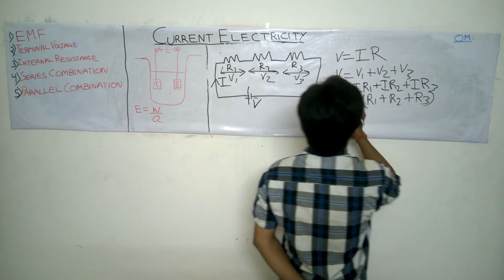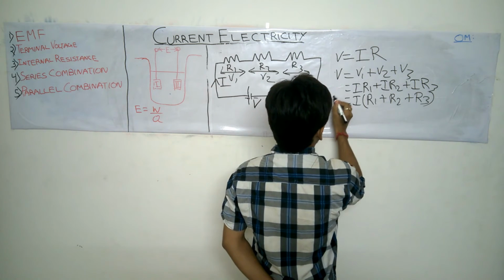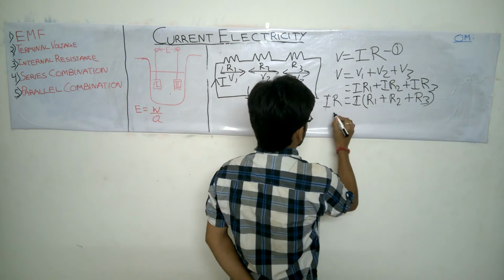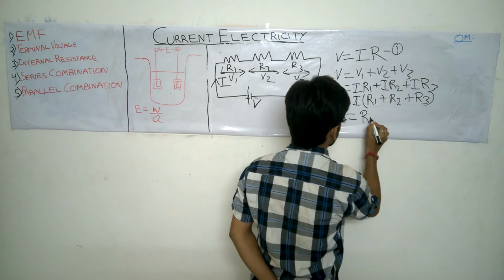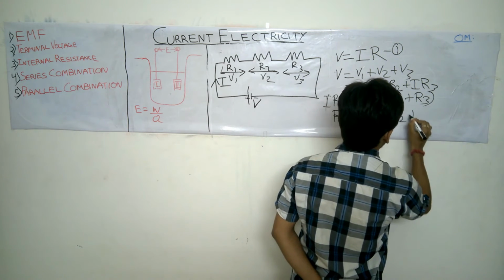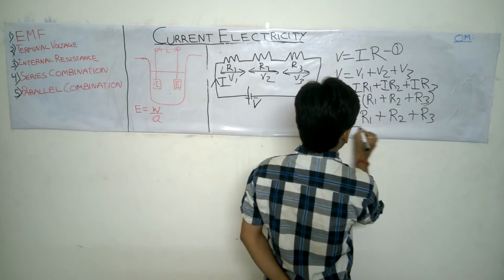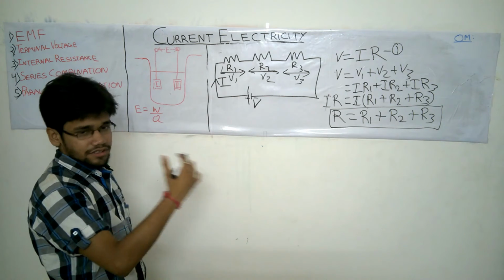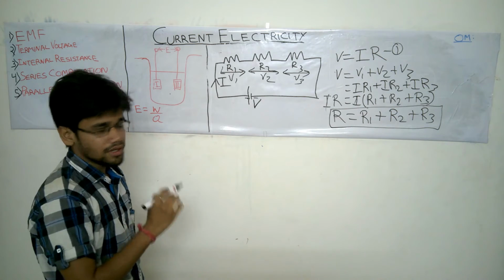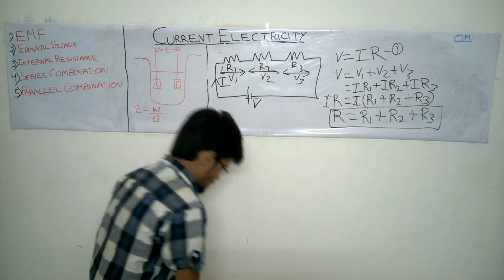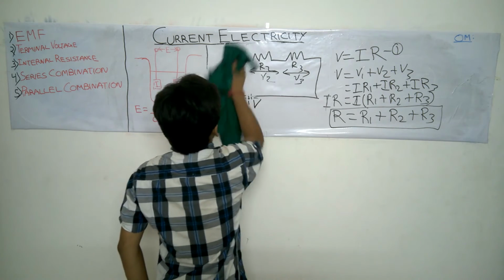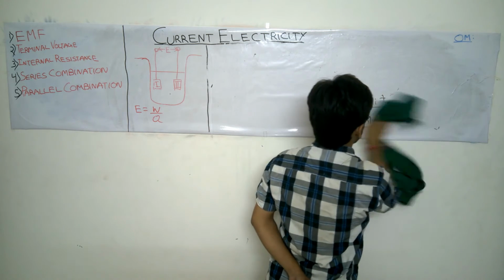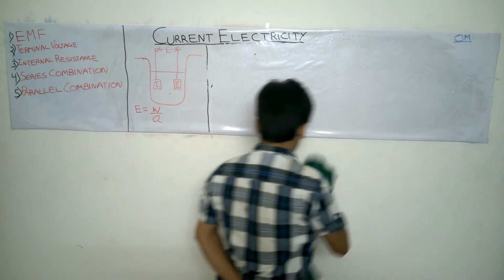Okay. And this total is equal to IR from this equation, equation 1. Now we can cancel out I. What we get? R is equal to R1 plus R2 plus R3. So this is what we call the series combination of resistances. In order to increase the resistance of a circuit, we use this combination. Okay. Now we'll move on to the parallel combination. What is that? Let us see. As I told earlier, parallel combination is used to decrease the resistance of the entire circuit. So for that, again we'll have a derivation here.